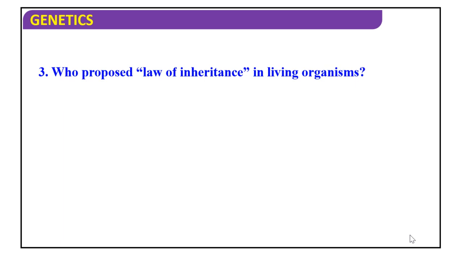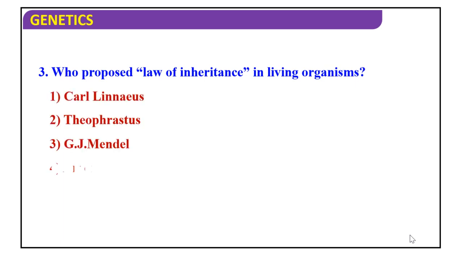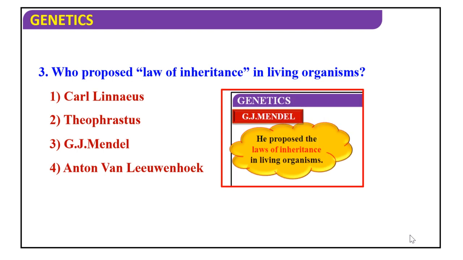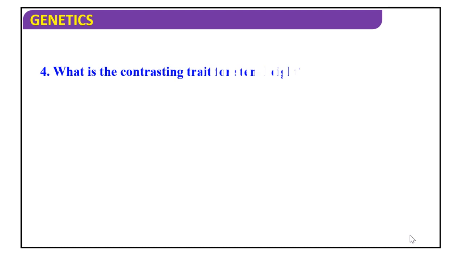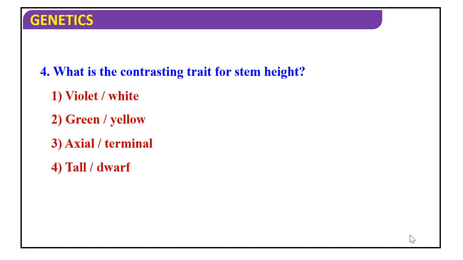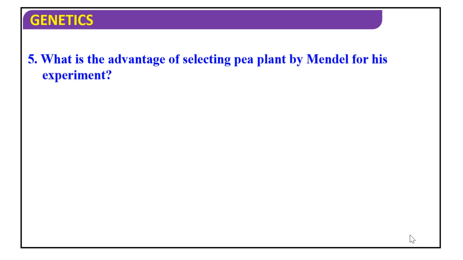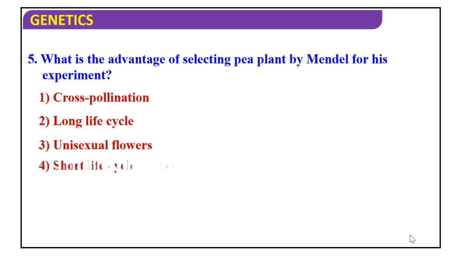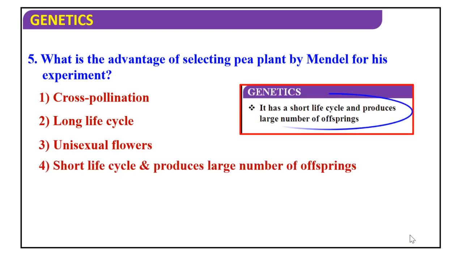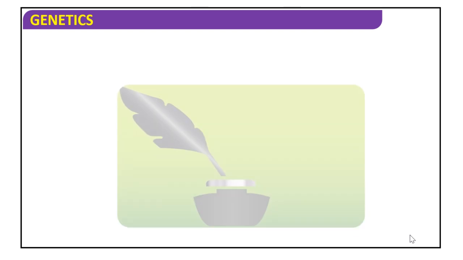Who proposed the law of inheritance in living organisms? We have four options and the correct option is Gregor Johann Mendel. What is the contrasting trait for stem height? The correct answer is tall and dwarf. What is the advantage of selecting the pea plant by Mendel for his experiment? The correct answer is short life cycle and produces a large number of offspring.